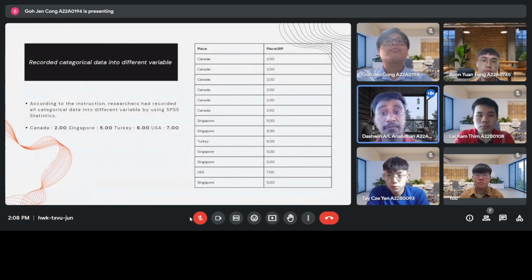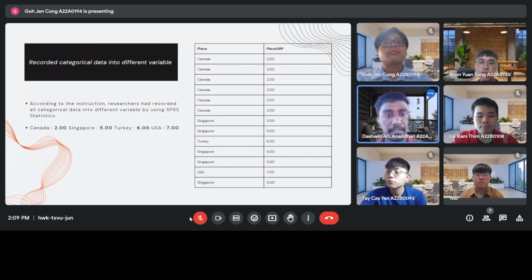Let's now shift our focus to the recoding process of categorical data using SPSS Statistics. Specifically, we have recoded the categorical variable representing countries into different variables, following the instructions provided. To accomplish this task, we utilized the Transform menu in SPSS and selected the option Recode into Different Variables. This feature allowed us to convert the categorical data into separate variables, each representing a specific country. Let's take a look at the recoded values for each country.